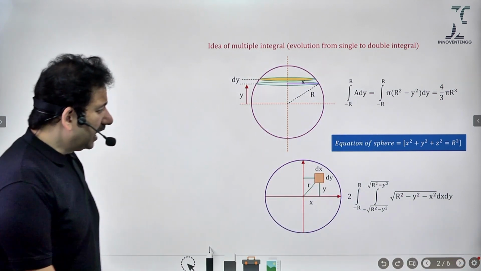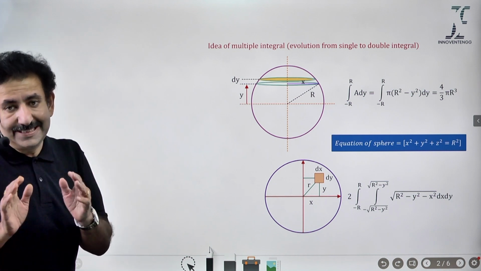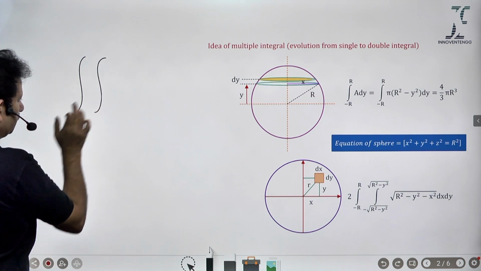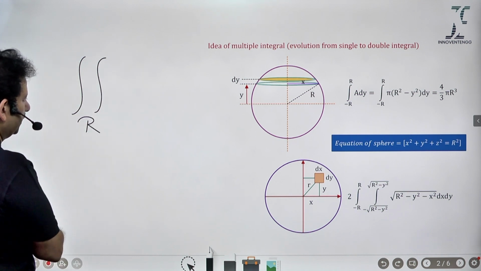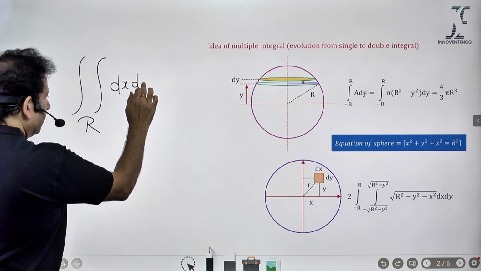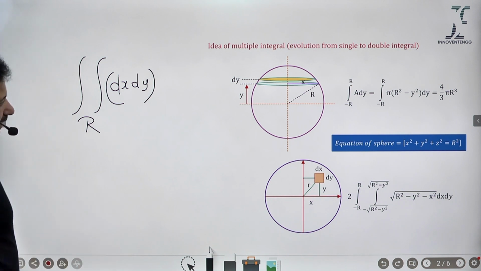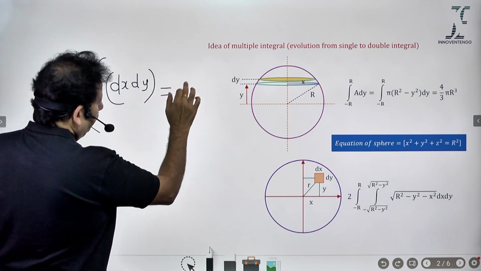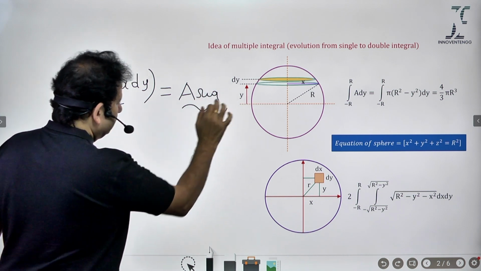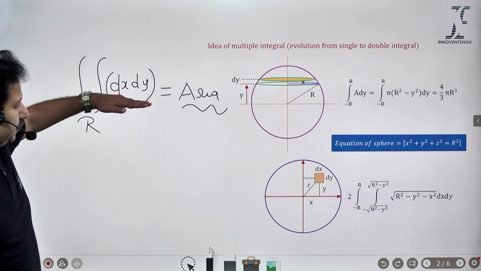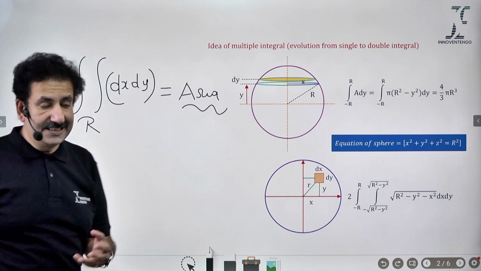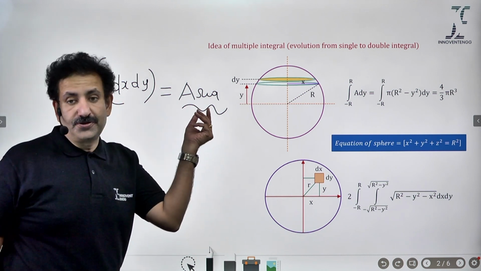Now, I told you one thing very categorically in the preceding discussion, that if I am talking about the double integral over a region, and if I say that I am using the elemental area, then this gives me only the area of that particular region. Whether you express this in terms of the polar coordinates or the Cartesian coordinates, you are going to get your area.